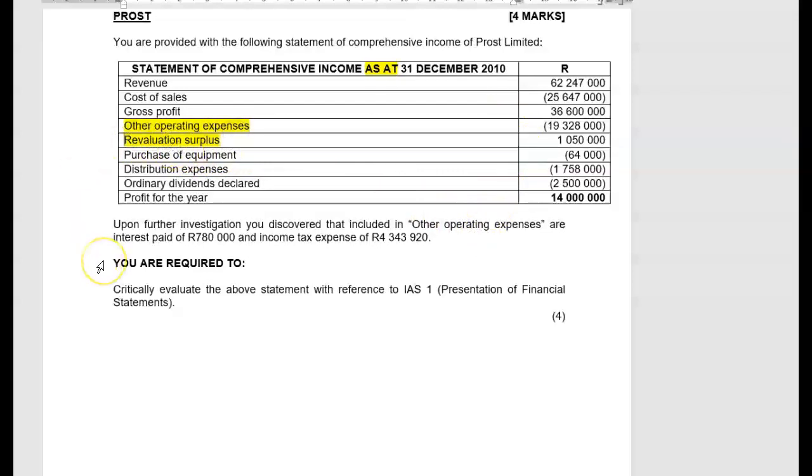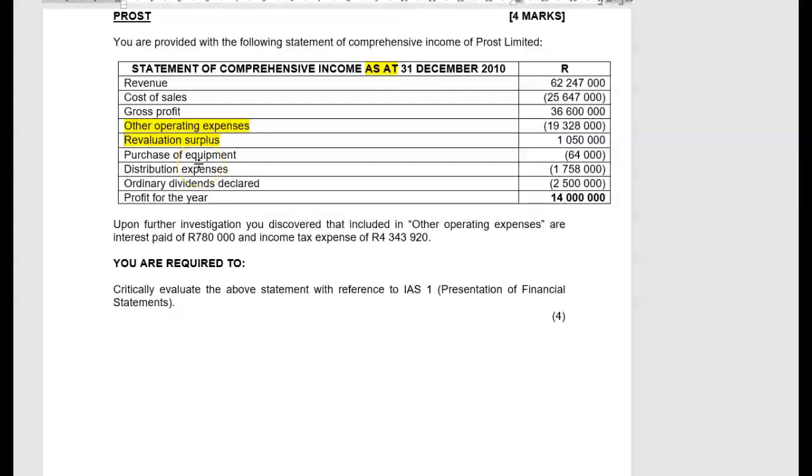Revaluation surplus. Now, revaluation surplus is other comprehensive income, and there should be a separate section in my income statement where other comprehensive income is being listed, and under that heading, other comprehensive income, you should have indicated revaluation surplus. Purchase of equipment. Now, never in your life is purchase of equipment an income statement item. It increases your asset. Therefore, it should be debited against the asset account directly, and it does not have any impact on your income statement.